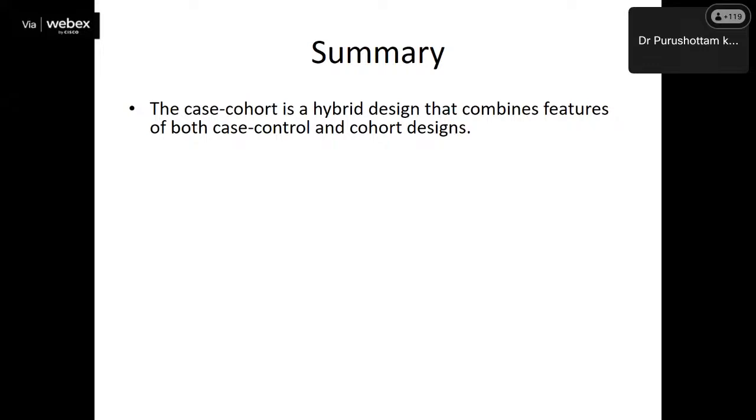So what is the summary of a case cohort study? Case cohort is a hybrid design. It is a hybrid study that combines features of both case control and cohort designs.